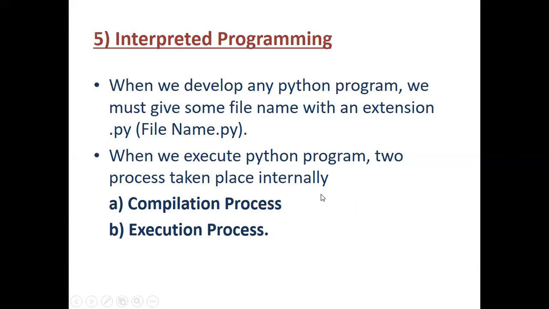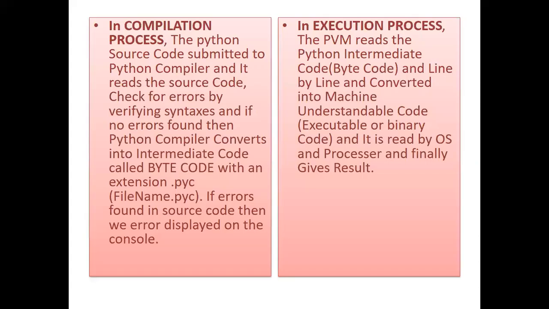So whenever we execute a Python program, two processes take place internally. One is the compilation process and second is the execution process. Now, what is the difference between the compilation process and execution process? Compilation process, in which the source code is submitted to the Python compiler and it saves it in bytecode with the extension .pyc. Please remember, this is an internal process.